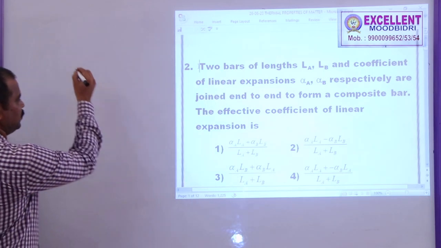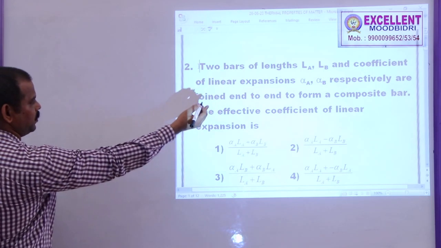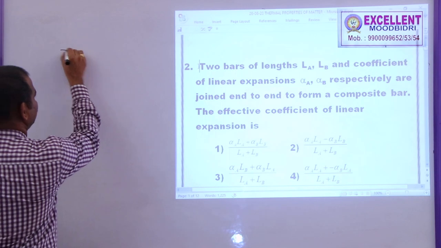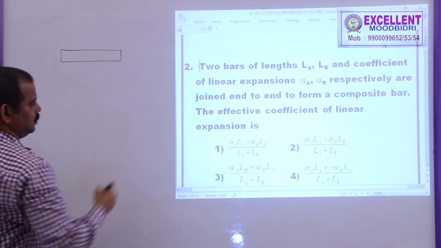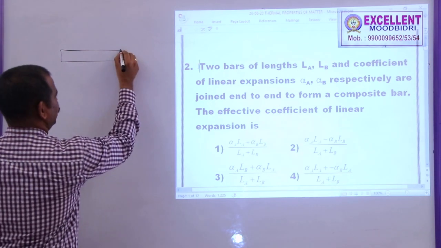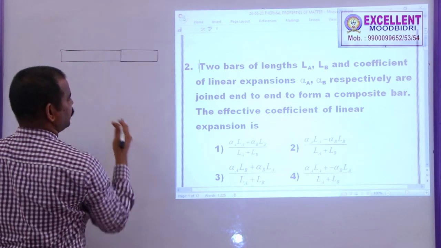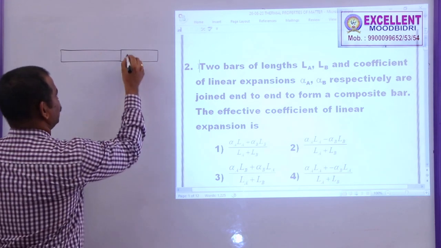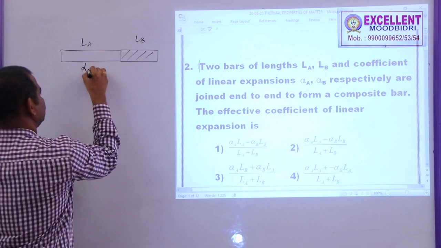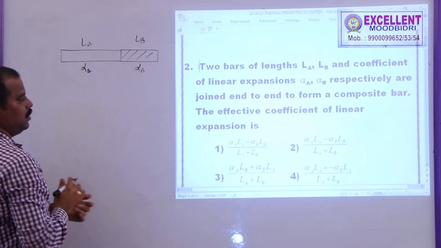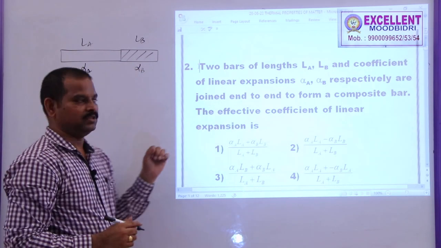Problem number 2. Two bars of length LA, LB, coefficients of expansion alpha A, alpha B respectively are joined end to end. So this is the first one, the second one is given like this, but their lengths are different. When they are joined together, the area must be the same. So this is LA, this is LB, this is alpha A, this is alpha B. The effective coefficient of linear expansion is dash.